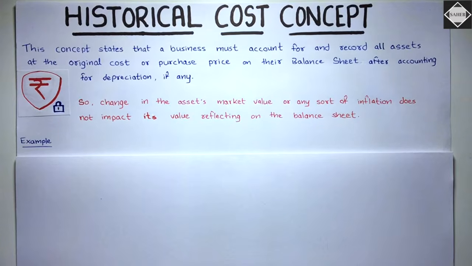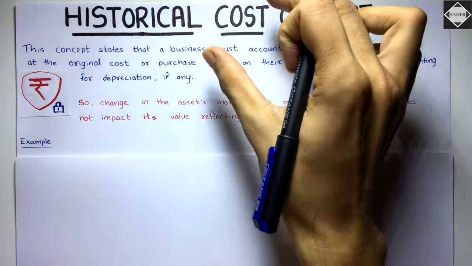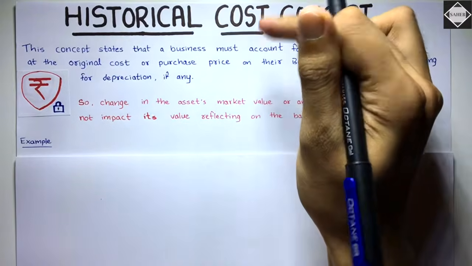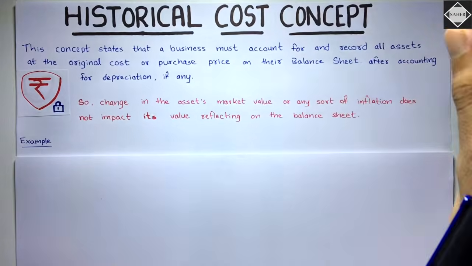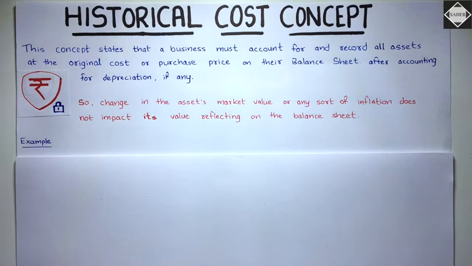Understand properly. Whatever you have paid to acquire that asset, that would be the cost, and also whatever you have paid to bring that asset into its working condition. Let's take an example to understand this. You might be a little bit confused over here.